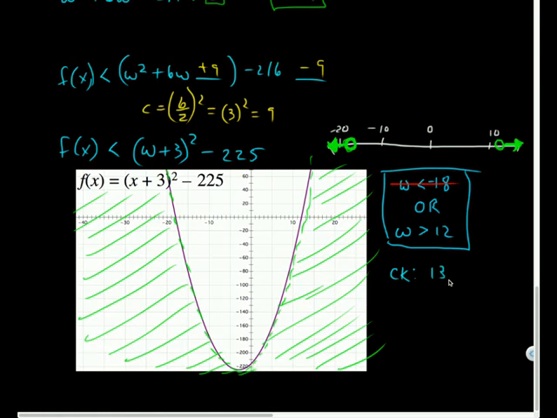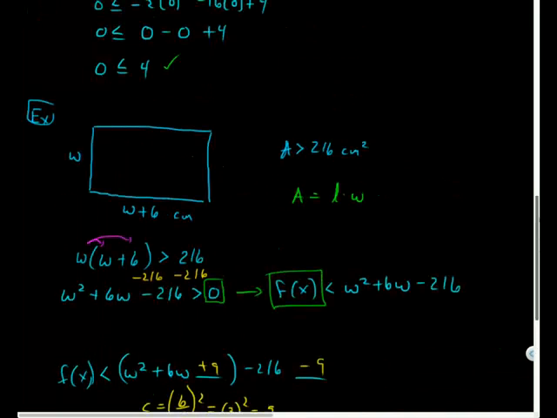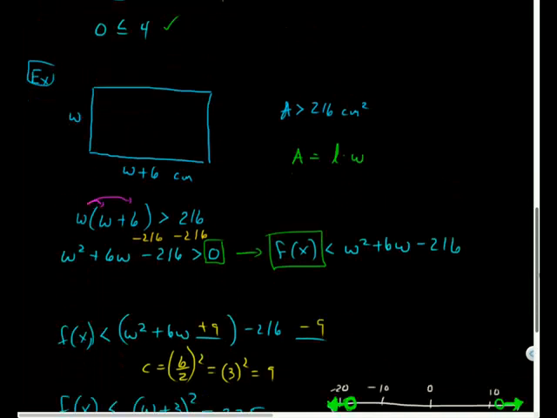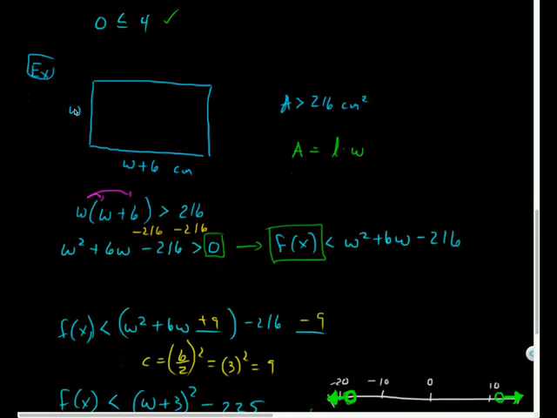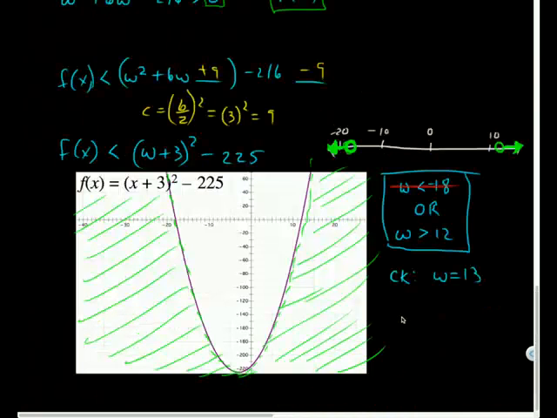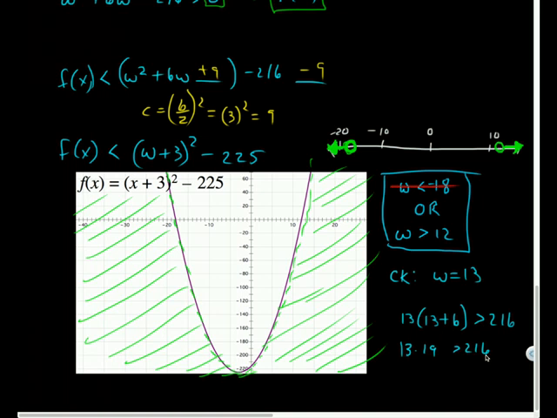Let's check like 13, all right? Let's say w equals 13. So if w equals 13, is my area in fact going to be bigger than 216 square centimeters? So let's see, so if w is 13, what's the length? 13 plus 6, that gives me 19. So is 13 times 13 plus 6, is that bigger than 216? So is 13 times 19 bigger than 216?